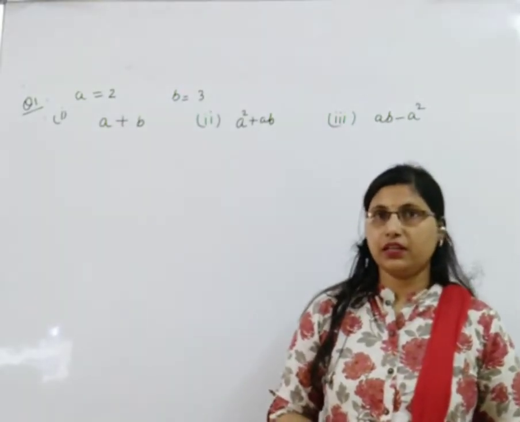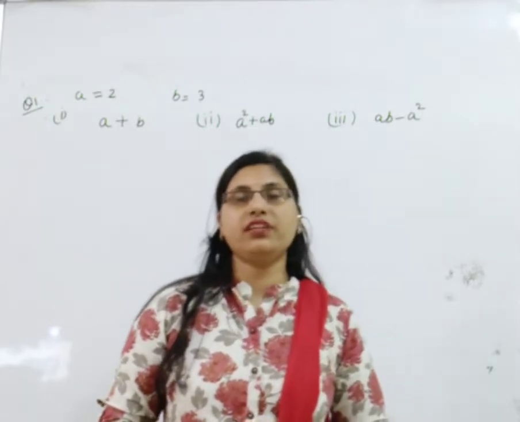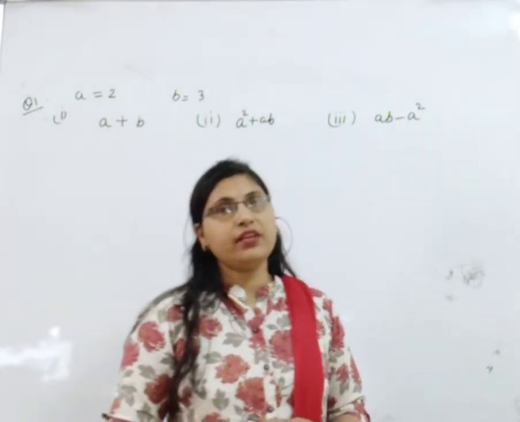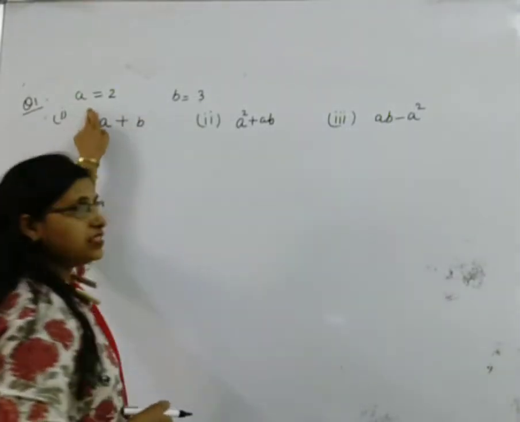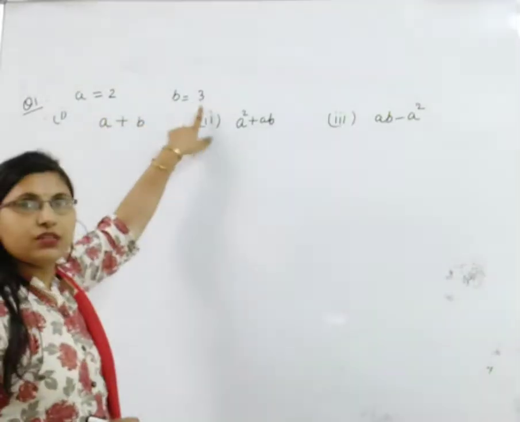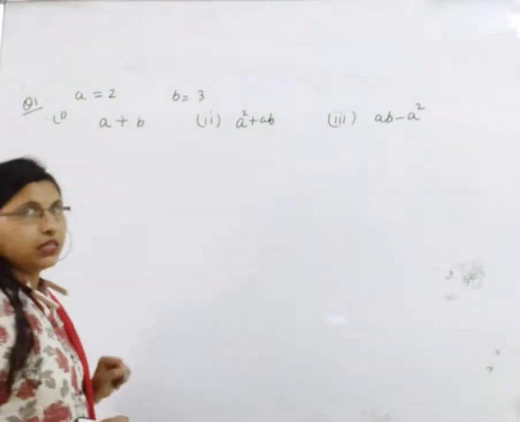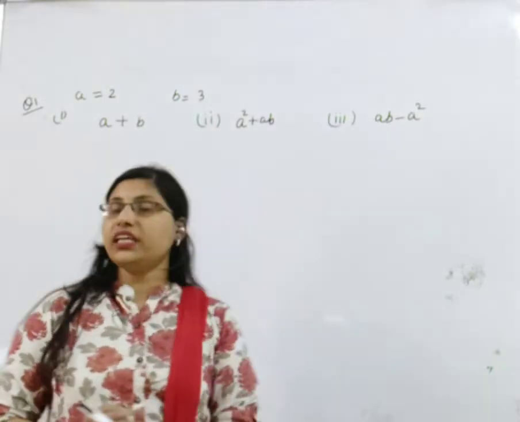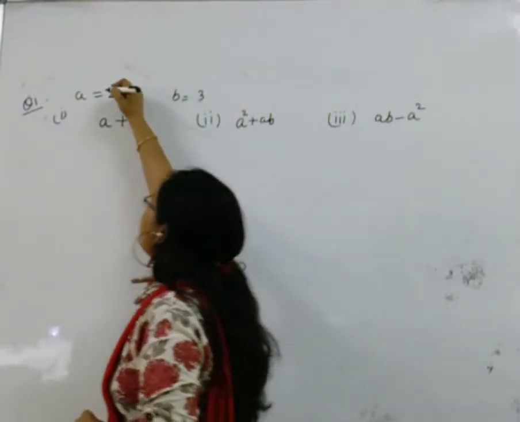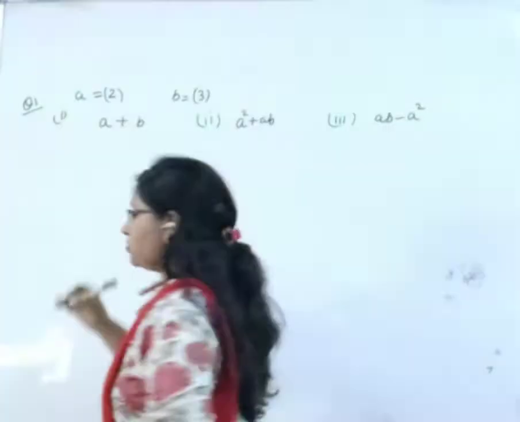Exercise 6b. In this exercise, we will learn how to find the value of an expression when the values of the variables are given. Here it is given a equals 2 and b equals 3. We have to find the value of a plus b. Whenever we put in values, we should keep the values in brackets. So first, we will put brackets in place of both the values.